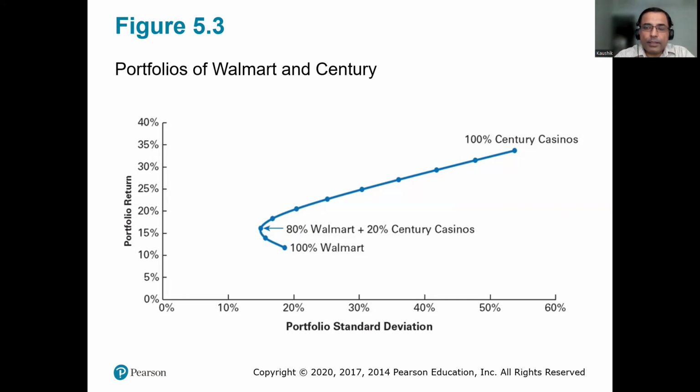This risk reduction and return increase happens till one point, that is 80% Walmart and 20% Century Casino. Beyond that, if we increase the contribution of Century Casino stock, the portfolio return increases, but the risk also increases. So the most optimal portfolio is 80% Walmart and 20% Century Casino. This is the portfolio which will give the maximum returns for the minimum risk.